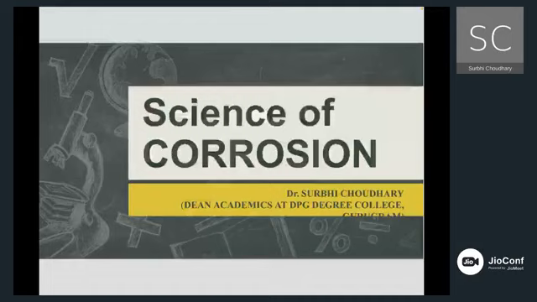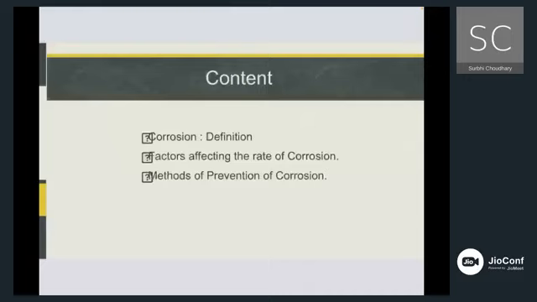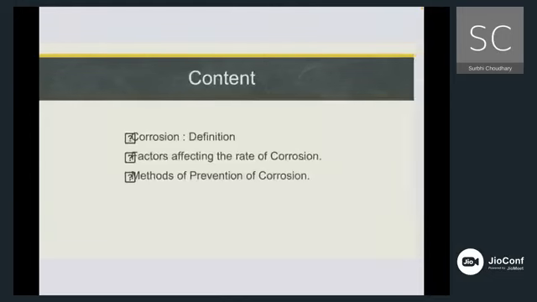In this webinar, I'm going to cover the topic of corrosion. There is a science of corrosion which we study in chemistry. With it, we have certain topics to cover in this presentation. First of all, what is corrosion? We will talk about its definition, why we are talking about corrosion, the various factors which affect the rate of corrosion, and the methods of prevention of corrosion. If any time is left, we will also talk about some types of corrosion.